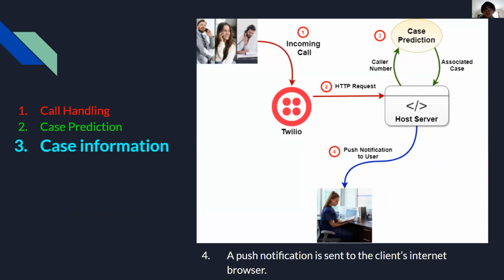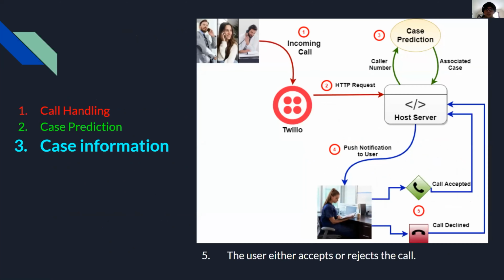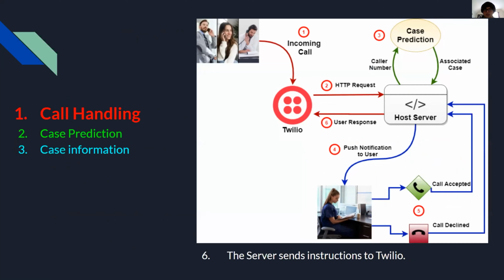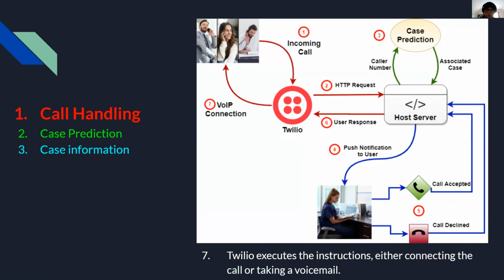Next, the server sends a push notification to the user, notifying them both of an incoming call and which case is predicted to be associated with. The user then decides whether to accept or decline, and the host server forwards that response to Twilio, who then executes those instructions.